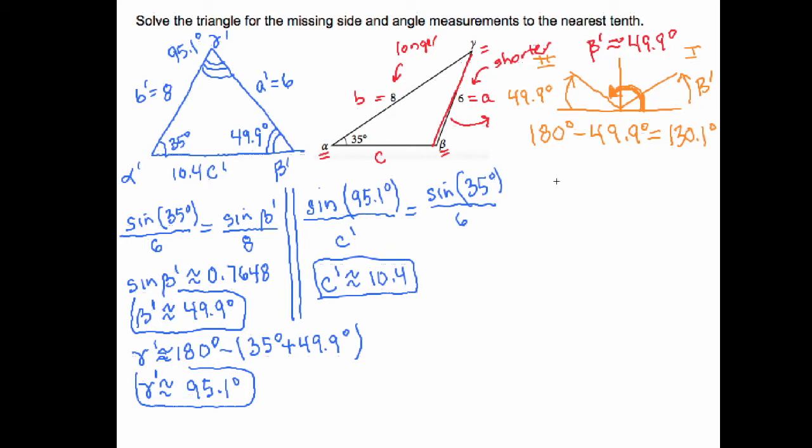This is what our new beta is going to be equal to. It's approximately 130.1 degrees. And I'll sketch that in right here, 130.1 degrees.